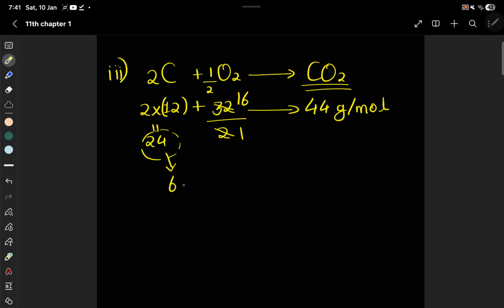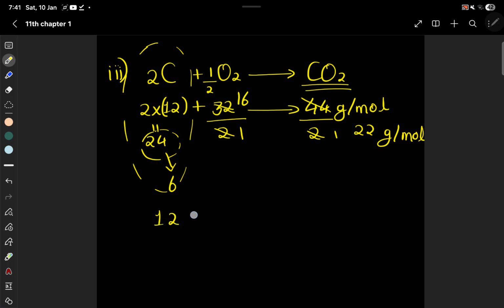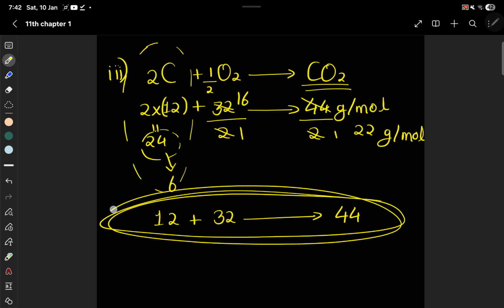So the carbon dioxide which is going to get produced over here is still 22 gram per mole. It is not going to change with the amount of carbon getting doubled, because universally 12 gram of carbon is always going to react with 32 gram of oxygen to always produce 44 gram of carbon dioxide.